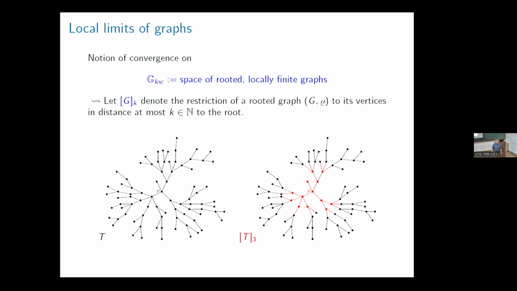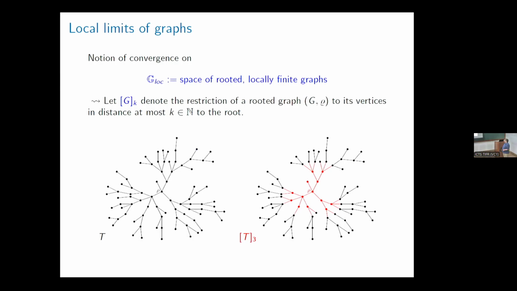It's also quite a simple concept of convergence because it's very discrete, and it's actually mathematically a notion of convergence on the space of rooted locally finite graphs. The root is important here. You can do this for locally finite graphs. And the way you are doing this is that you localize.